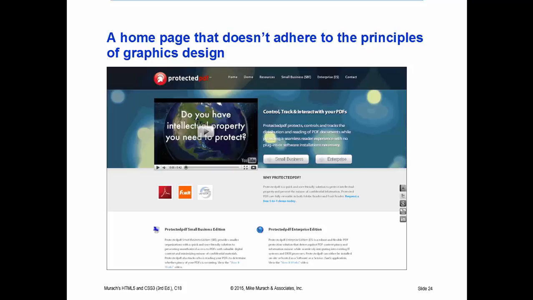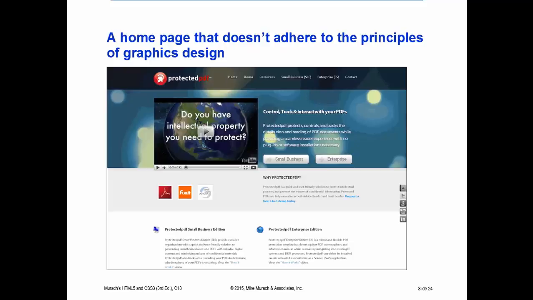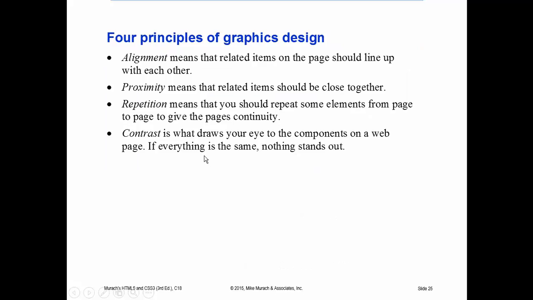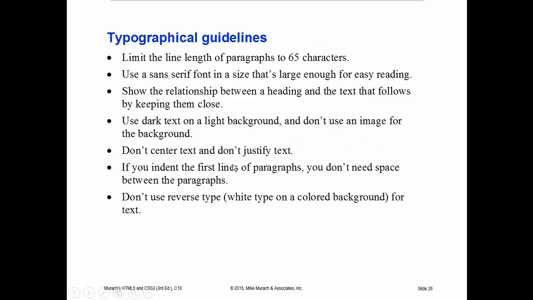Know the principles of graphic design. All right? Here's a page that doesn't adhere to those. So let's take a look at some of these. Alignment means that related items on a page should line up with one another. Well, they don't exactly. All right. Proximity. Related items should be close to one another. Repetition. Repeat some elements on a page to give the page continuity. Contrast. If everything is the same, if it's all kind of blah, it all runs into each other and it's harder to use. Some of the guidelines are shown on page 617 and on the slide right here.